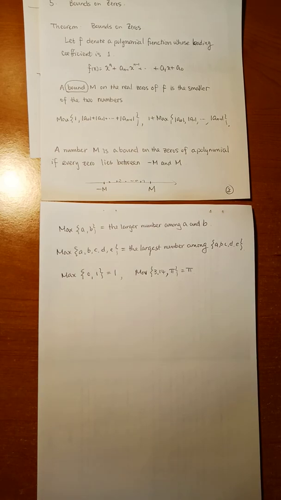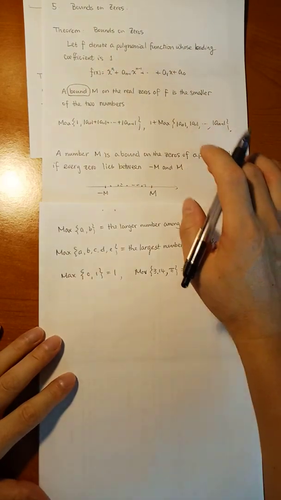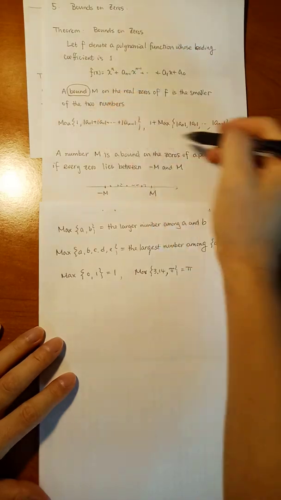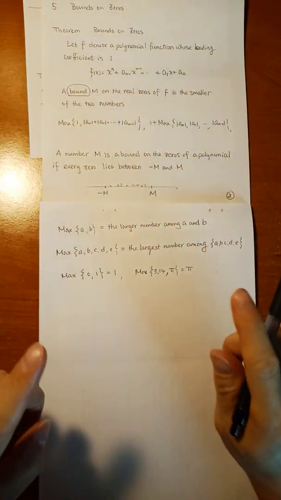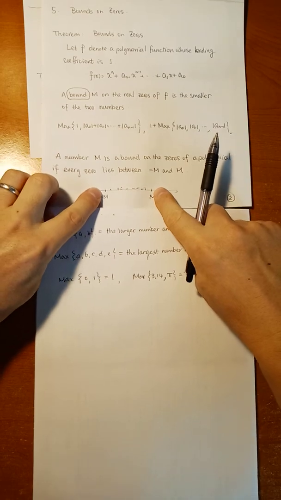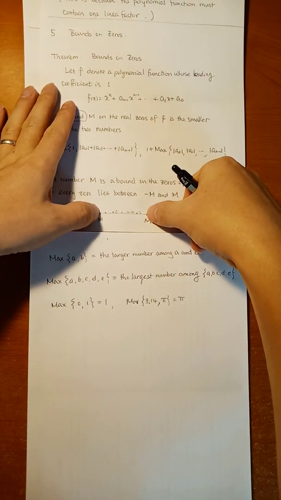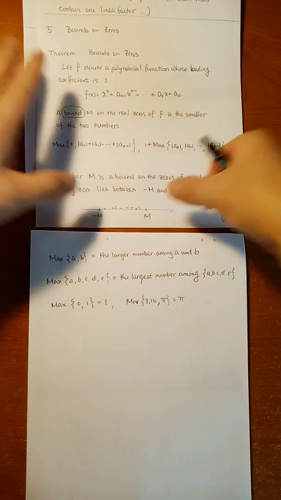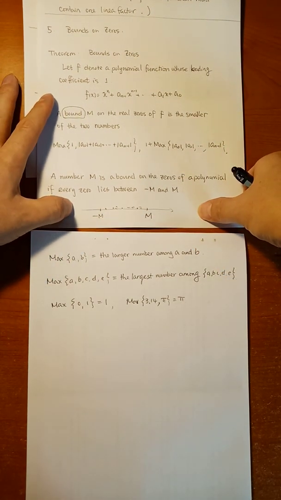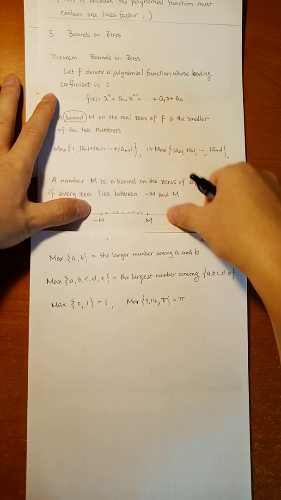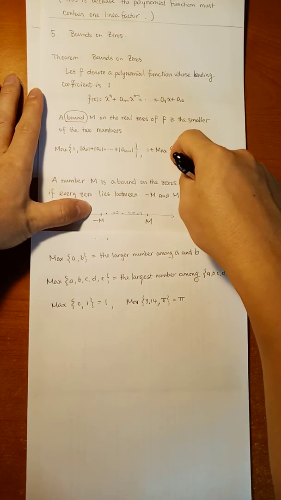Okay, so that's the theorem. The theorem says if you want a bound, this can be a bound. And one more thing, the bound is not unique. If this interval covers all the zeros, then if you make it bigger, you also cover all possible solutions. So the bound is not unique. This is one of the choices.